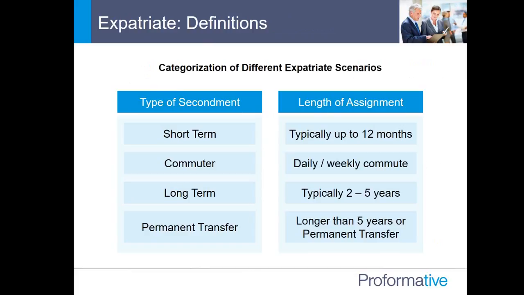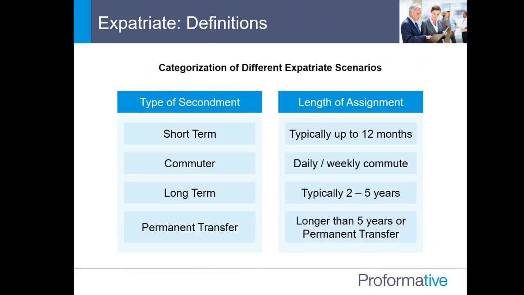Longer-term assignments may be anything from 2 to 5 years, or you might have what I call a one-way ticket or a permanent transfer, which means that people go out, they decide that they're going to relocate permanently from one country to another, and they effectively become employees, like a local hire, in the overseas territory, but you might give them some sort of relocation assistance to get them over there.